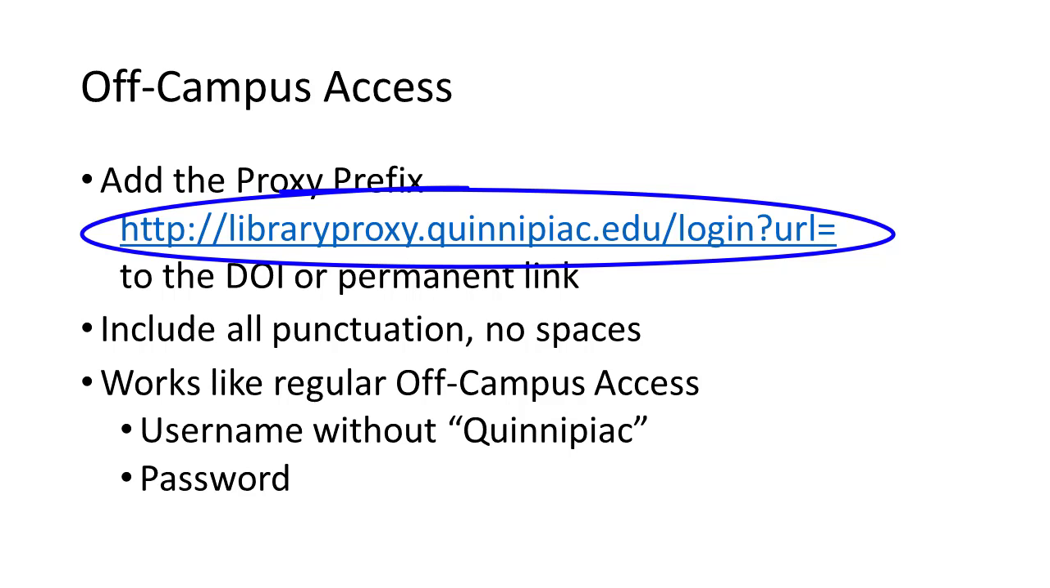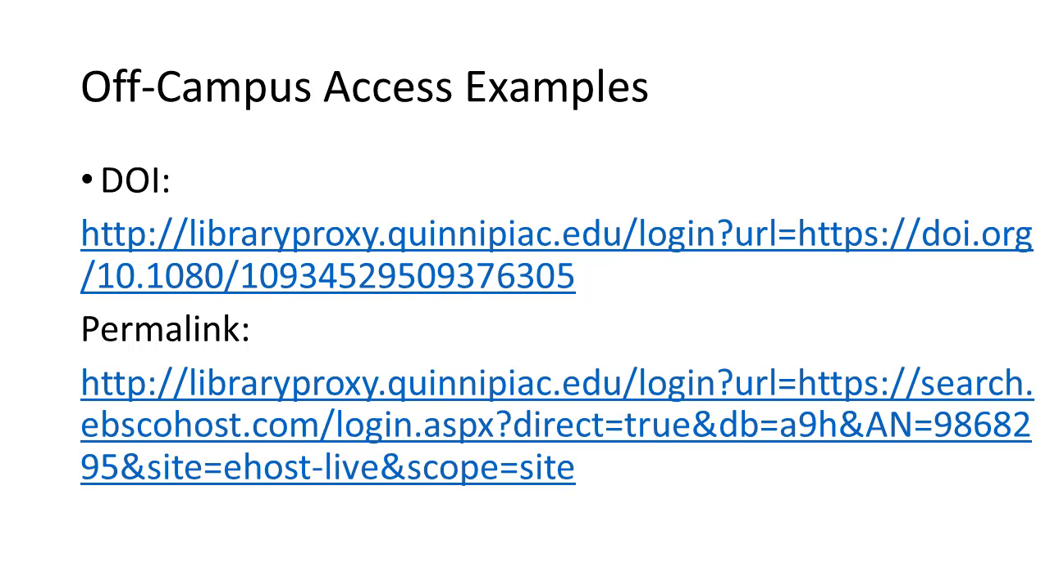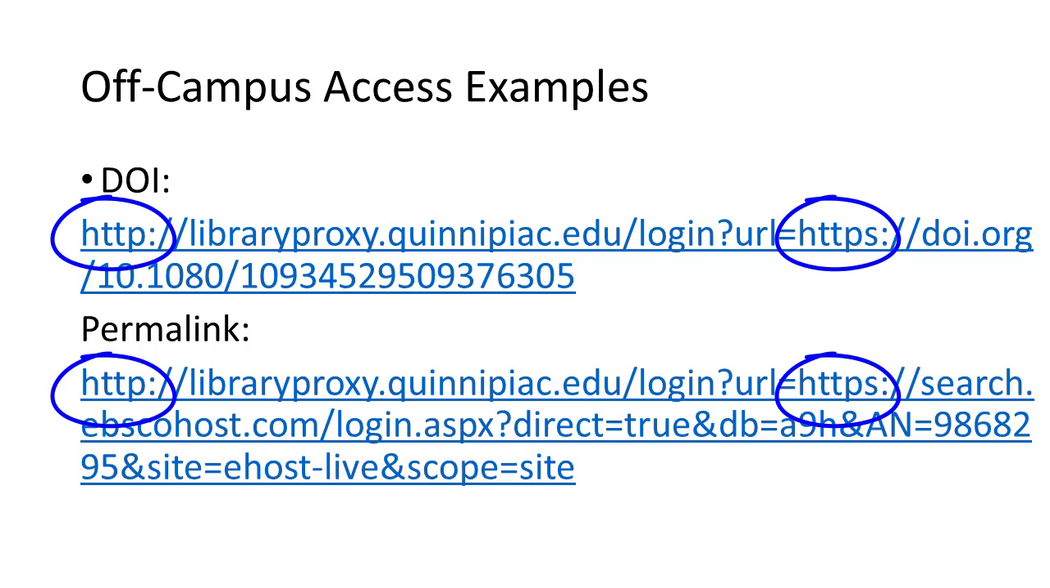When you open the link from an email or document off-campus, you'll be asked to log in, as usual, for off-campus access to databases. Here are some examples: a DOI and a permanent link with the proxy prefix added. These new URLs have an unusual format, with two HTTPS character strings. This is correct.